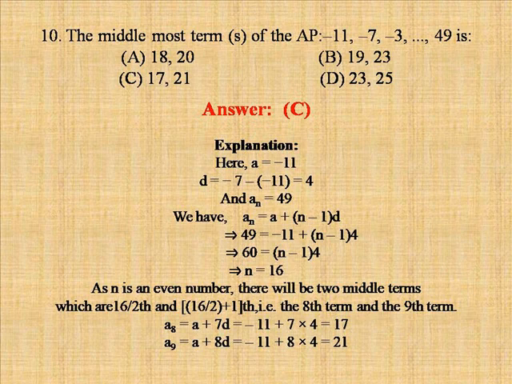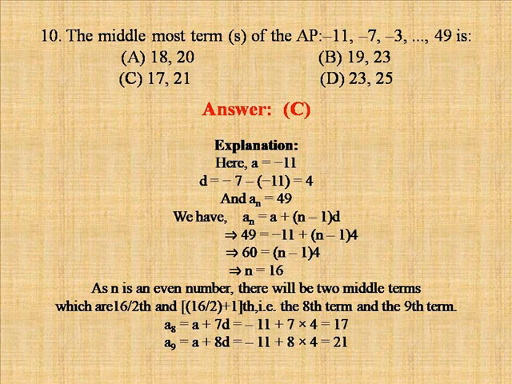A equals minus 11, the first term, so d will be minus 7 minus (minus 11), which gives 4, and the last term, the nth term, is 49, an, and you know the formula of an is a plus (n minus 1) into d. So from there you can find the value of n equals 16. As 16 is even, there will be 2 middle terms, and the middle terms will be the n by 2th and the (n by 2 plus 1)th. So 16 by 2, that is the 8th term, and the 8th plus 1, that is the 9th term. So the 8th and 9th terms will be the middle terms.